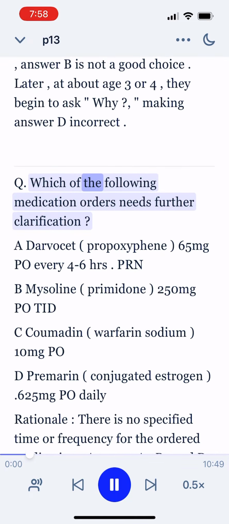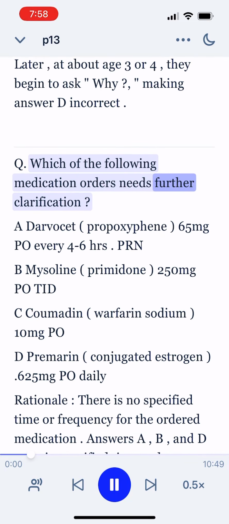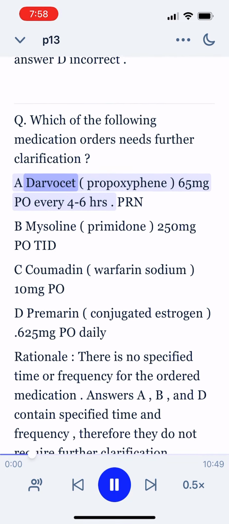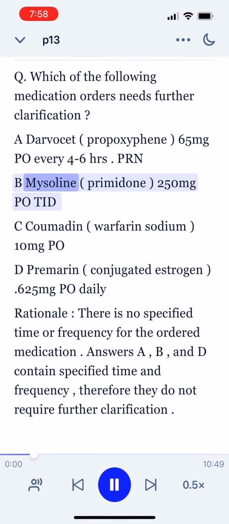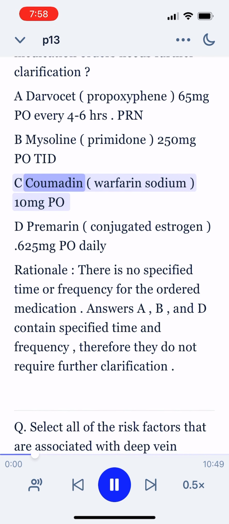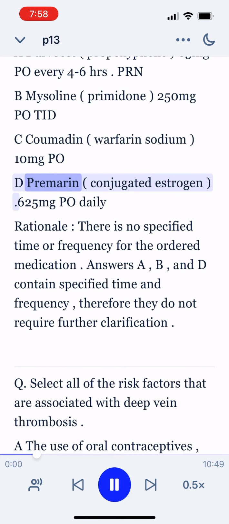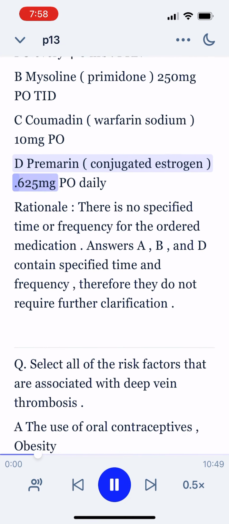Q. Which of the following medication orders needs further clarification? A. Darvocet, propoxyphene, 65 mg PO every 4-6 hours PRN. B. Mysoline, primidone, 250 mg PO TID. C. Coumadin, warfarin sodium, 10 mg PO. D. Premarin, conjugated estrogen, 0.625 mg PO daily.